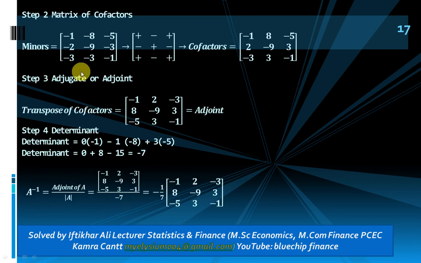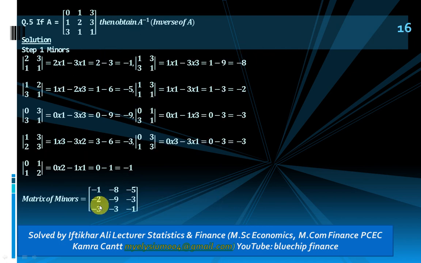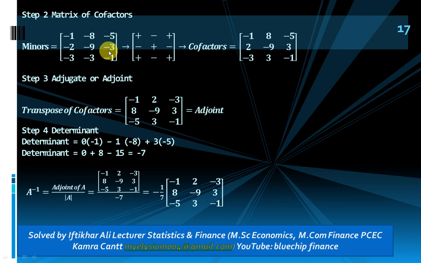After that we are going to take step number 2, and that is to take the cofactors of the minors. First of all, place the minors which you calculated in the previous step here, and after that place this table here: plus minus plus, minus plus minus, and plus minus plus. After placing this table, now just tally these minors with this table.